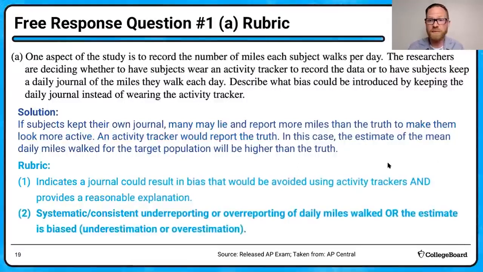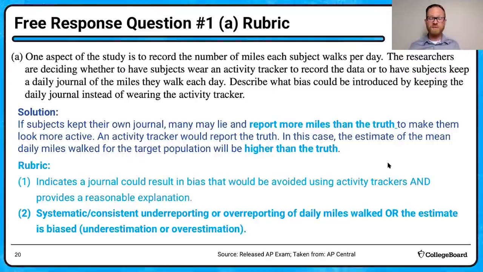Now the second component says systematic, consistent underreporting or overreporting of daily miles walked, or the estimate is biased, underestimation or overestimation. Now, where did we include that in the model solution? You can see here, we've said that we would report more miles than the truth, and that would lead to an estimate that is higher than the truth.